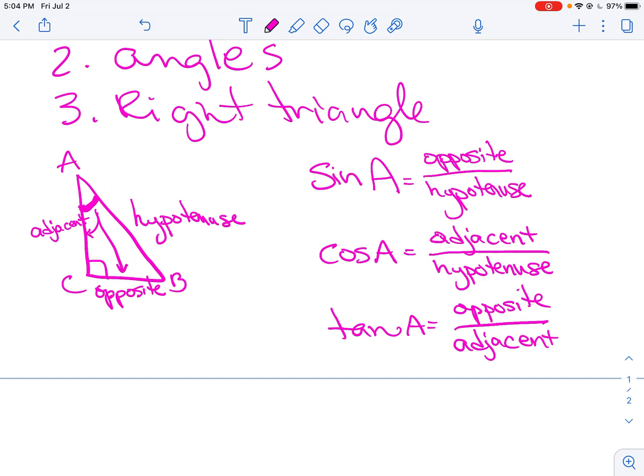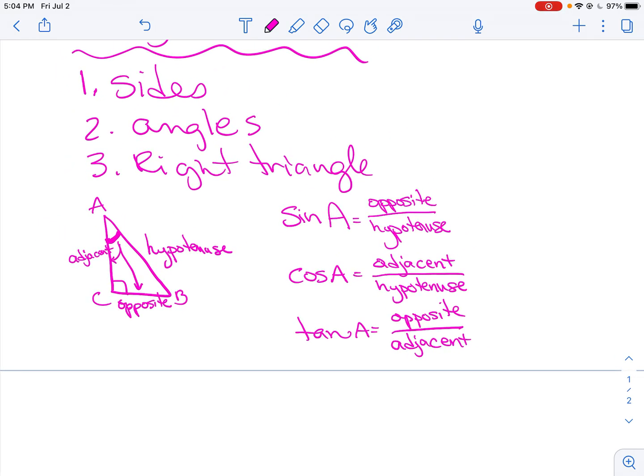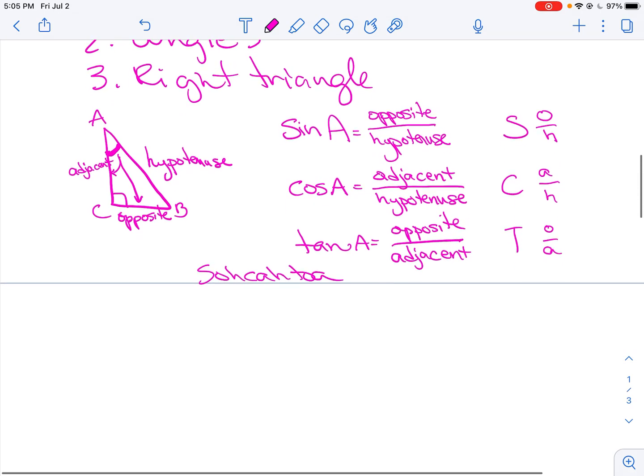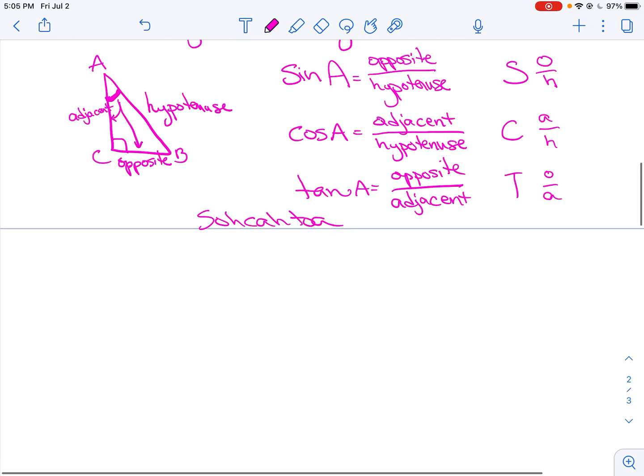Now sometimes people make this into an acronym. We have S, O, H, C, A, H, T, O, A. SOHCAHTOA. A lot of times I don't do it that way, but that's just me. You can do it that way if you want. Now, remember that when we're trying to deal with angles and sides, we are going to use these trig functions.